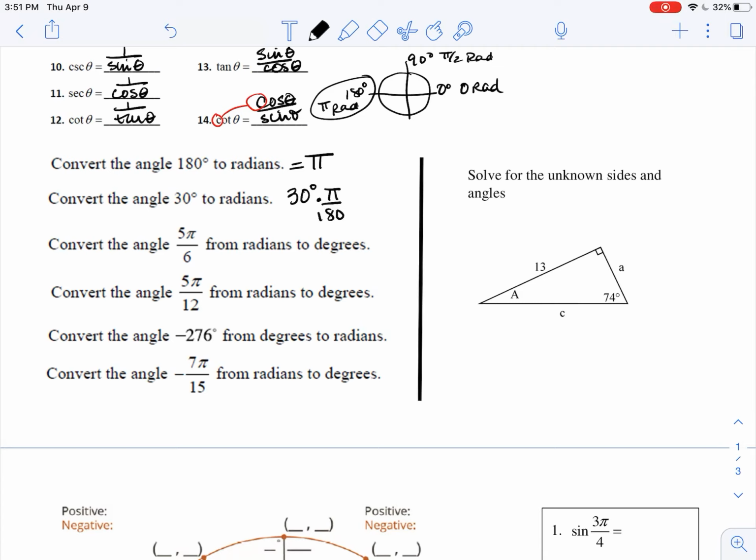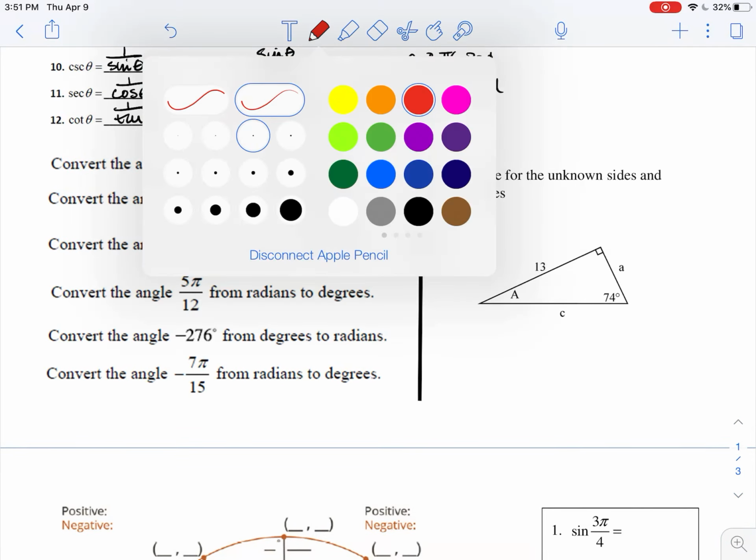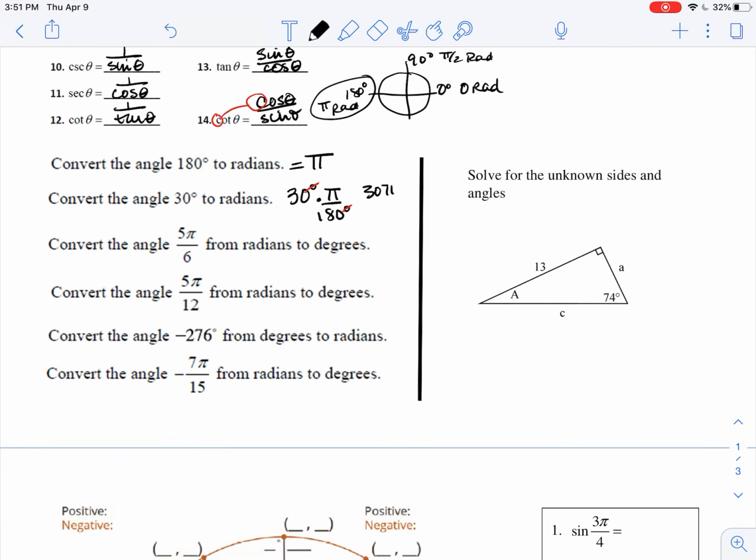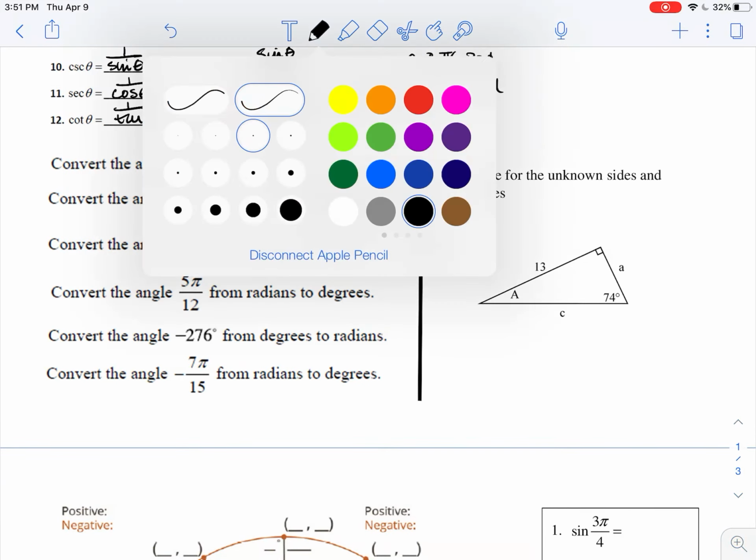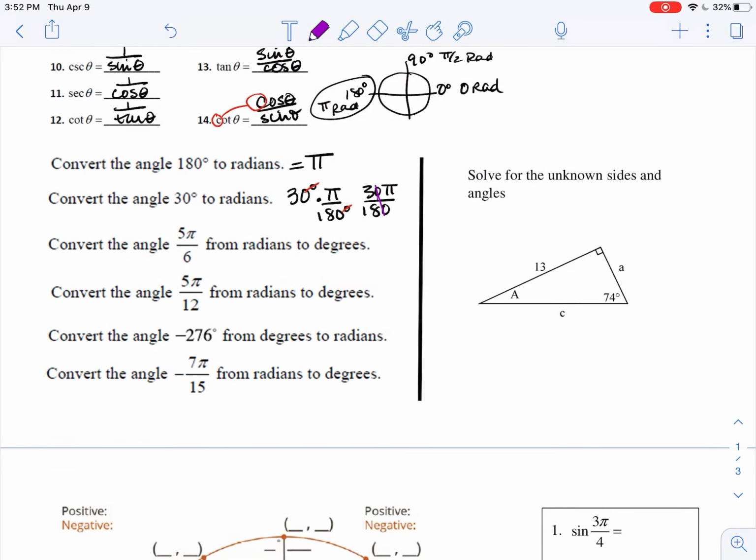30 degrees, if you don't remember your unit circle, you can multiply by pi over 180. Since we know that pi and 180 are equivalent, if we put the degrees in the denominator, that will cancel that sign. And so multiply across, we have 30 pi over 180. I can also cancel the 0, 3 over 18. And then I can further reduce that to pi. 3 goes into 18 6 times, so pi over 6.